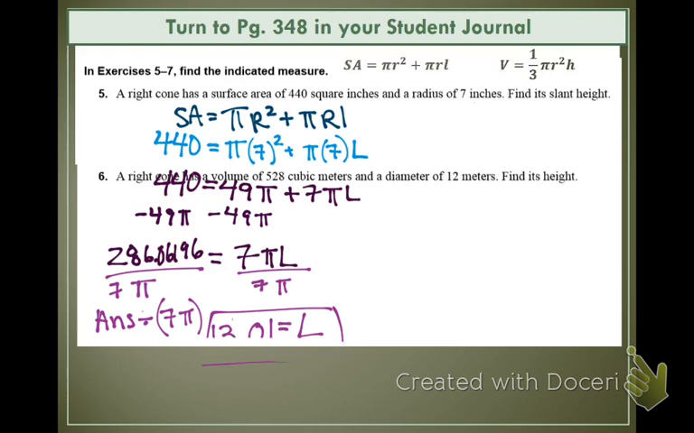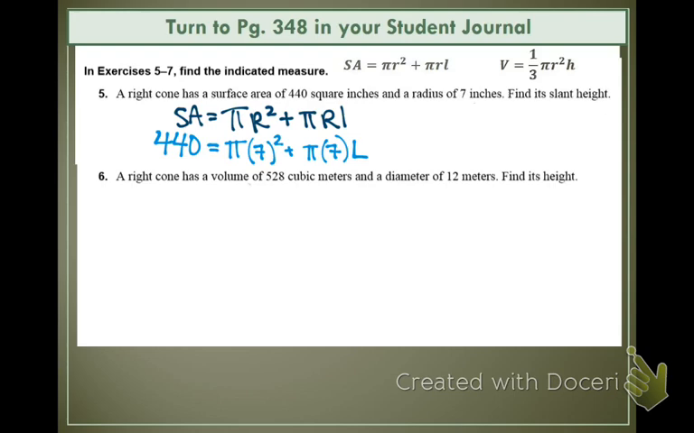The second one I'm going to erase because I don't have room. I don't want the answer or what you think the answer is. Thank you, though. It says a right cone has a volume. So guess what? Volume formula: 1/3 pi r squared h.